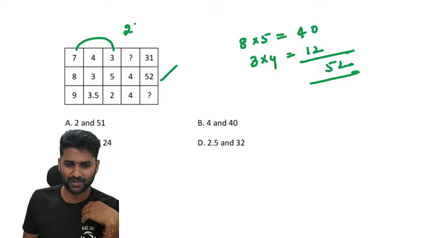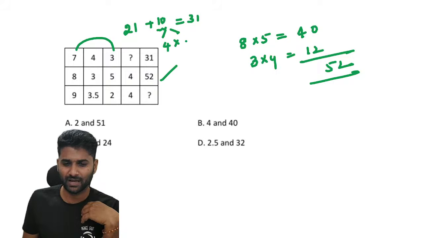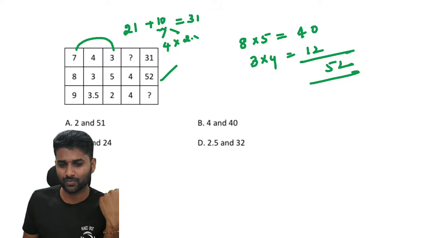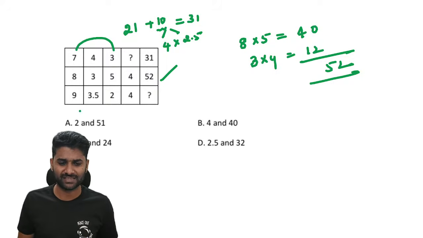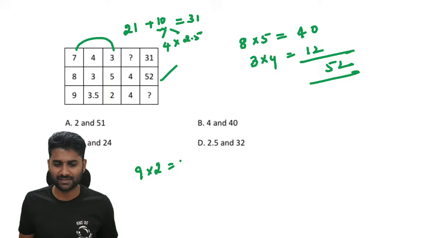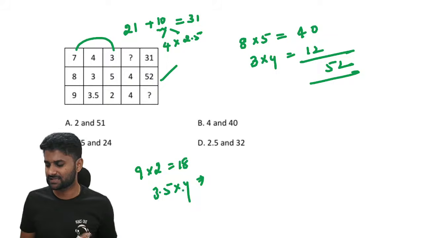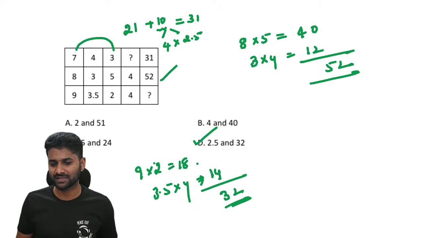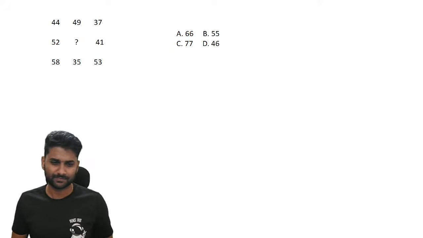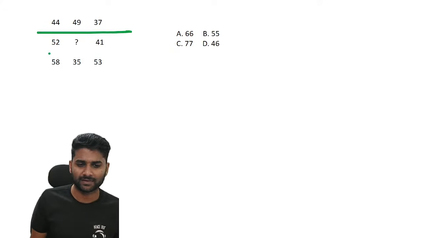7 into 3 is 21, but we need 31. So definitely we need 10 here. So we know that other one number is 4 and definitely other number must be 2.5. So 4 into 2.5 value is 10 itself. Same way, 9 into 2 is 18. 3.5 into 4, no, 3.5 double is 7. 7 double is 14. So if you go through that sum, then the result end is 32. So answer D is the correct answer. Next, try to find the logic here.